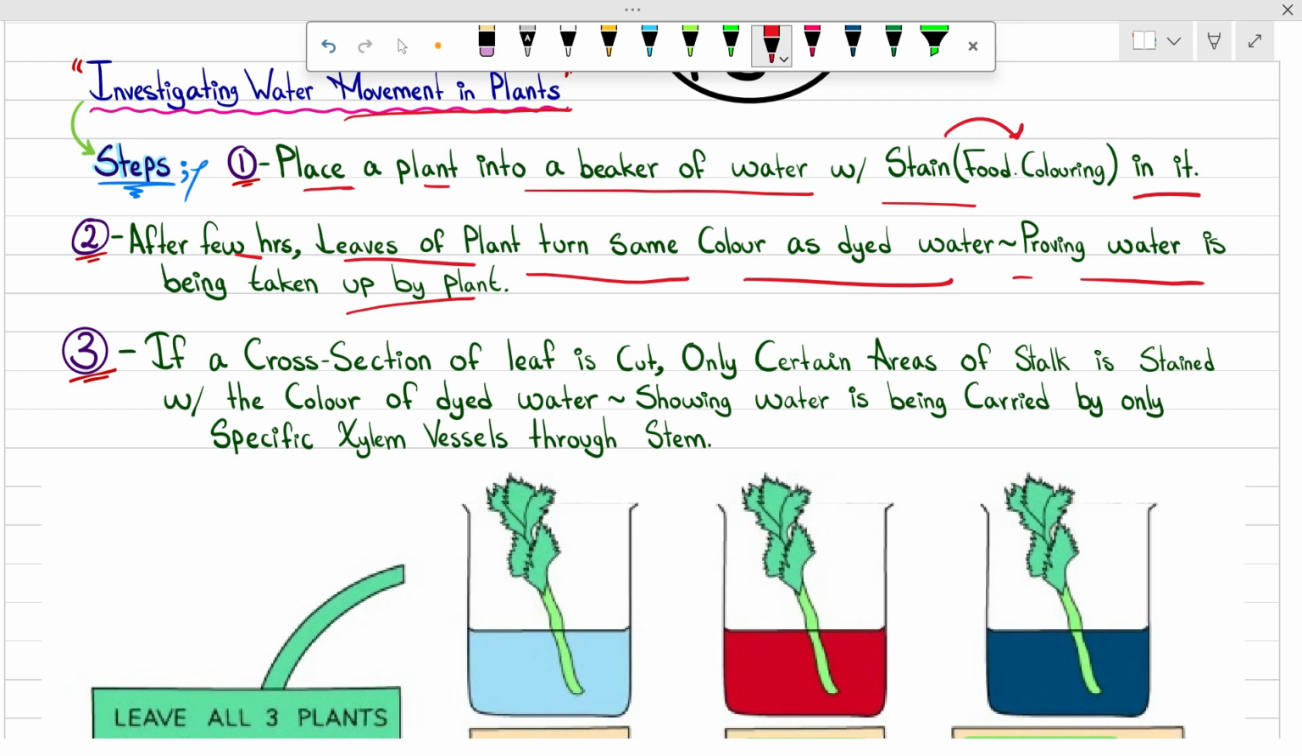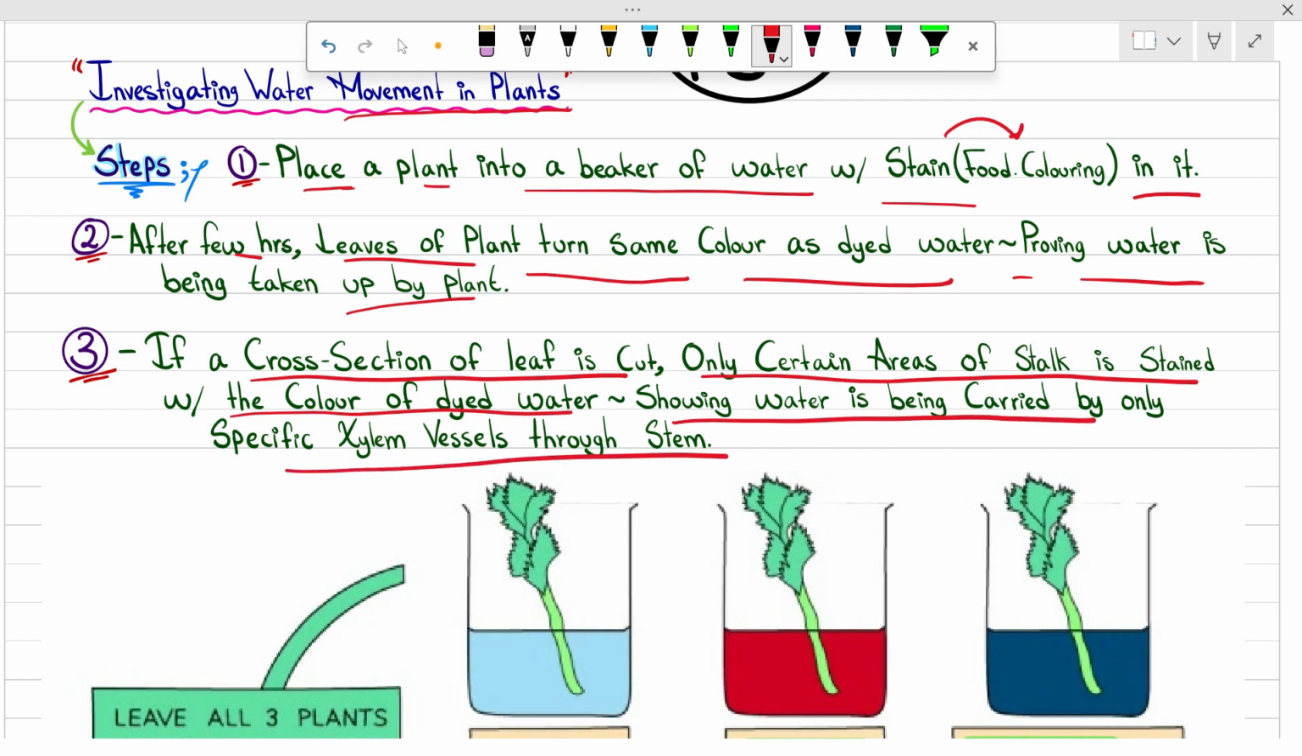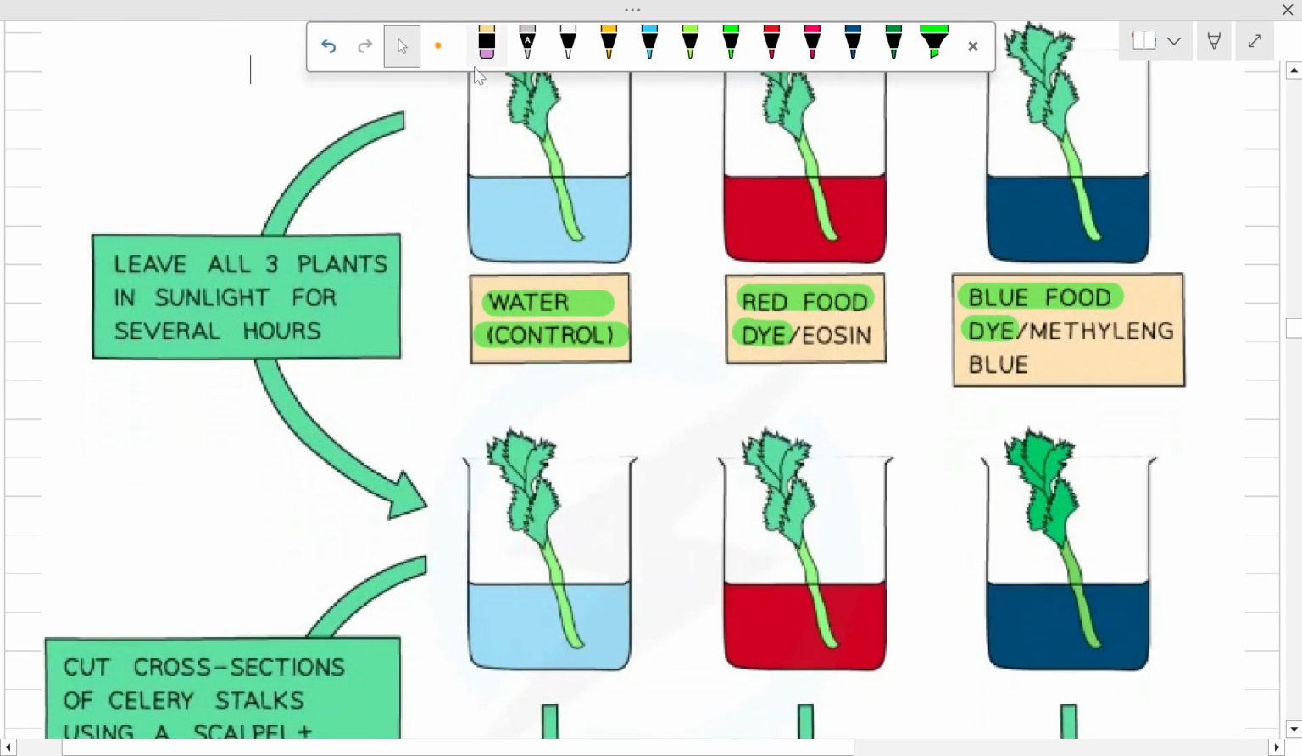So to finalize the experiment, if a cross-section of a leaf is cut, only certain areas of the stalk are stained with the color of the dyed water, showing water is being carried by only specific xylem vessels through the stem. So this is the experiment.